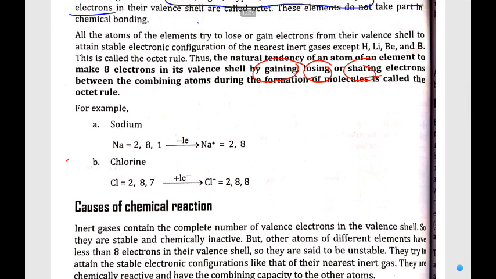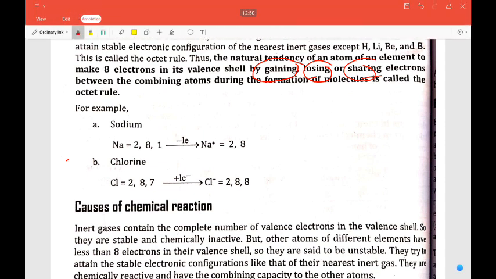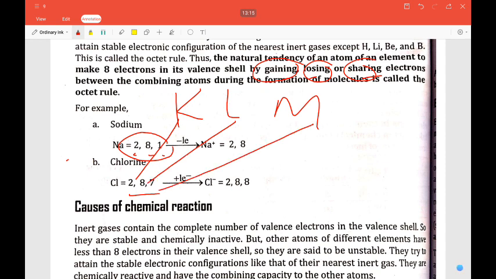Now here is one example: sodium atom and chlorine atom. Sodium is 2, 8, 1, which means it has 3 orbits, 3 shells. K has 2 electrons, L has 8 electrons, and M has 1 electron. Okay. Next one, chlorine is 2, 8, 7. K has 2 electrons, L has 8, M has 7.